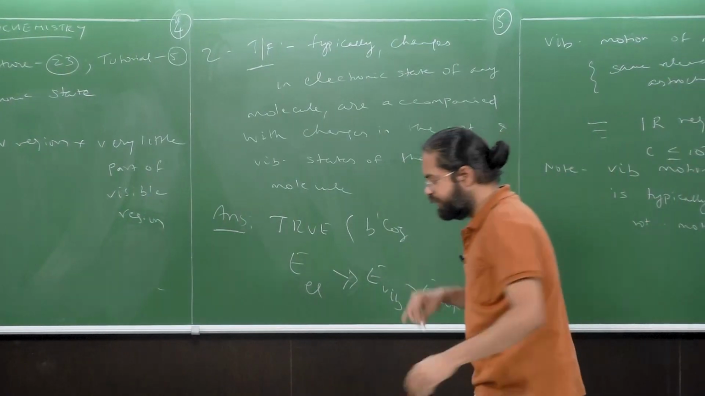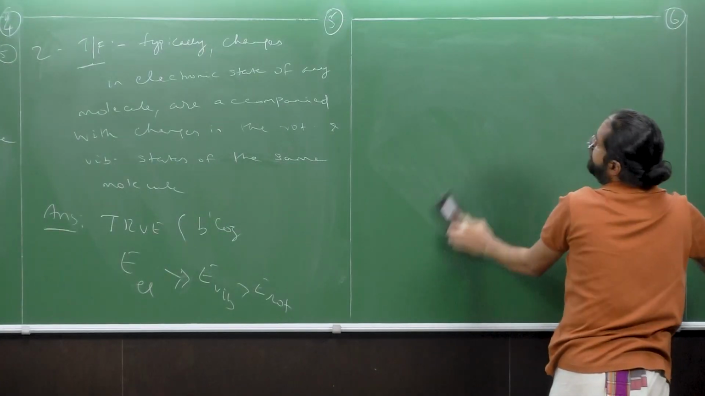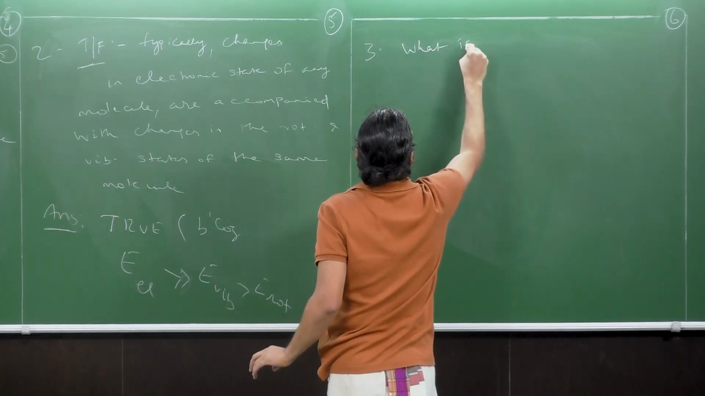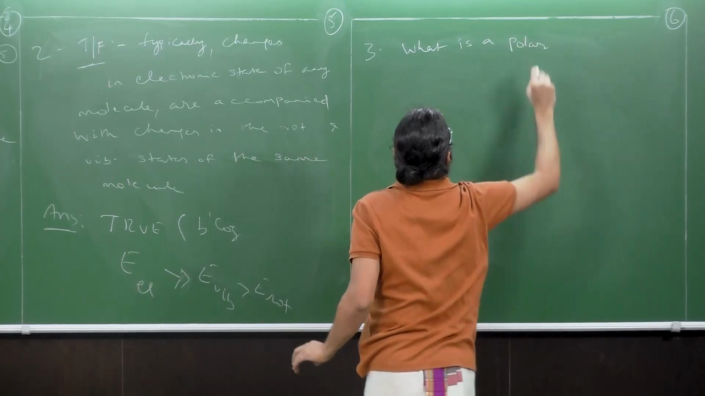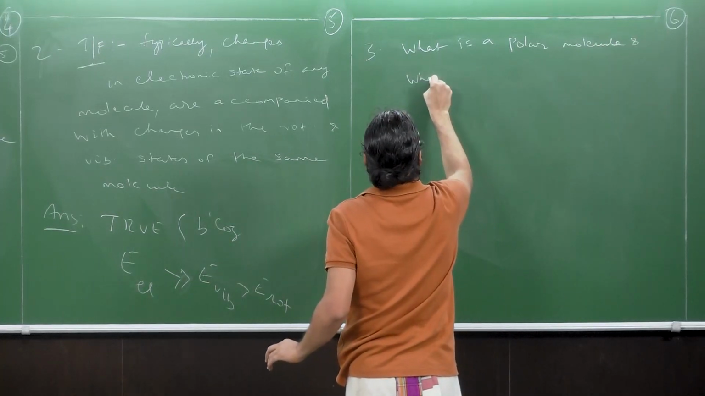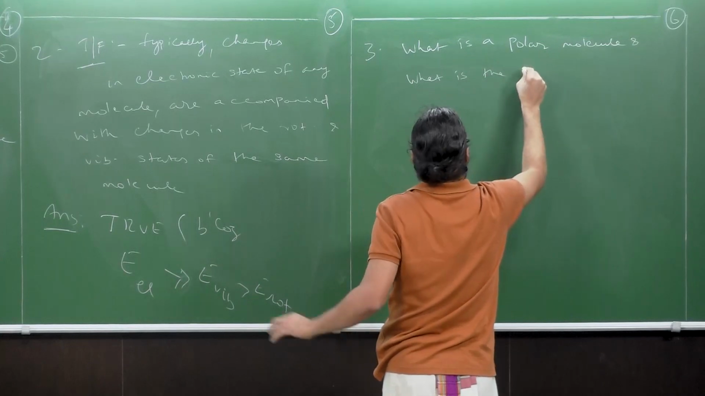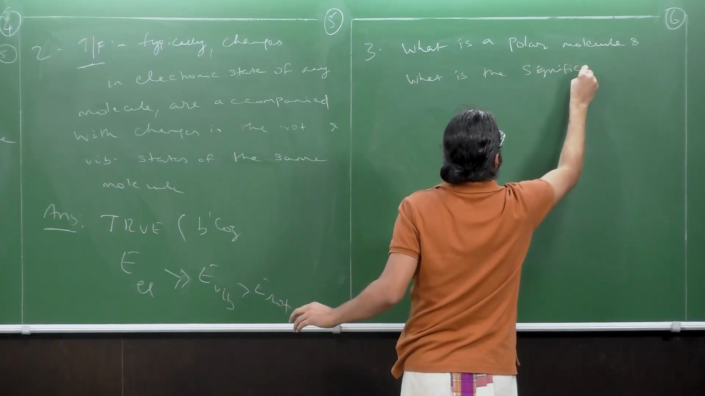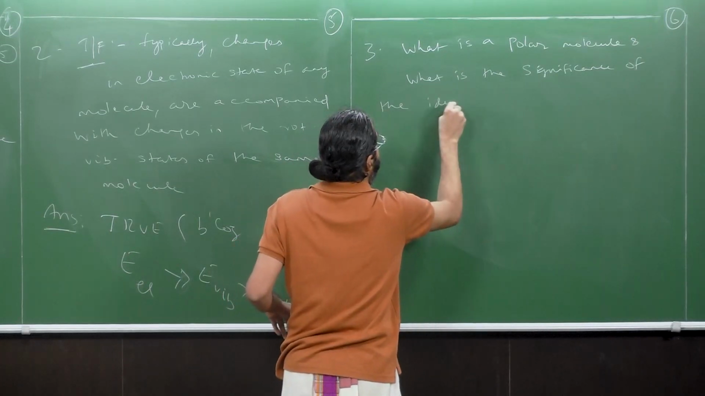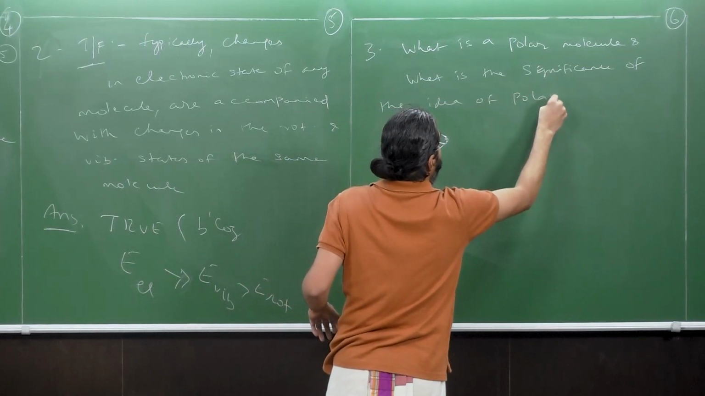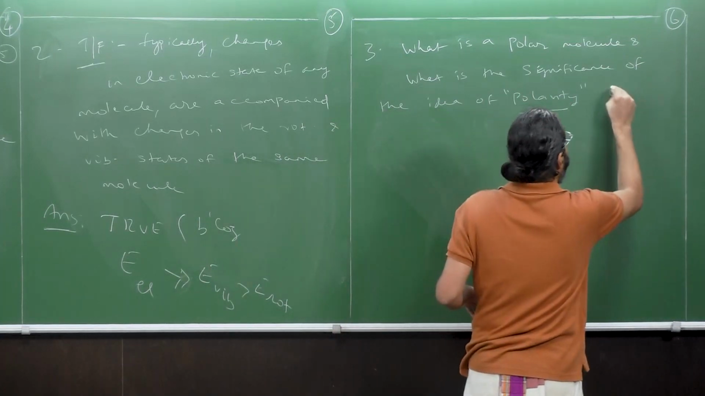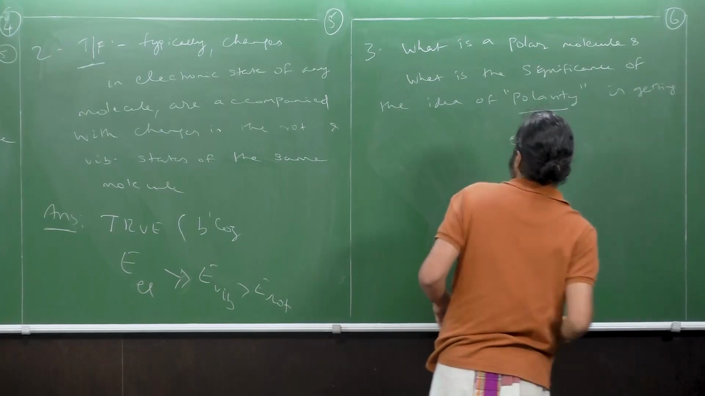We'll now move on to the next question, which is 3. What is a polar molecule and what is the significance of the idea of polarity in getting spectral signals?